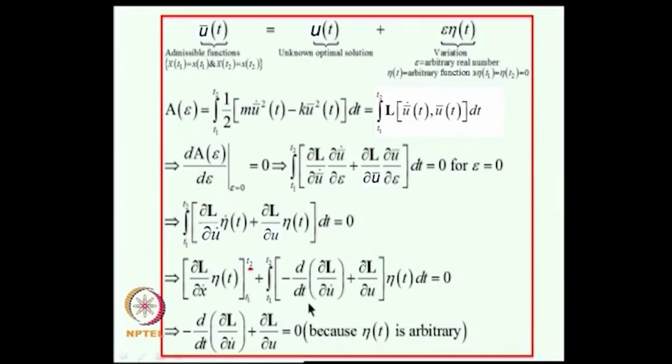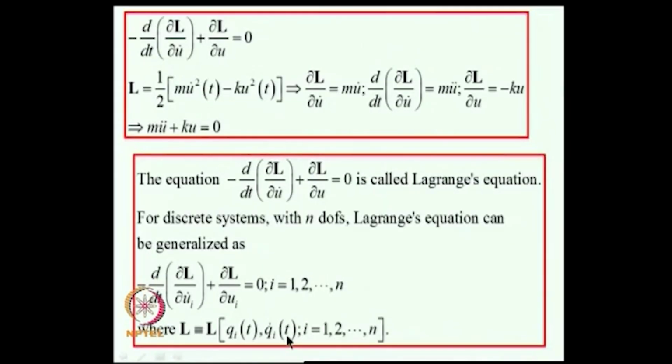Now, if you pay attention to this term, since eta of t is arbitrary and this has to be 0 for all eta of t, we can show that the term inside the bracket must be equal to 0. So, this equation is known as the Euler-Lagrange equation for the system. So, I can now implement this.